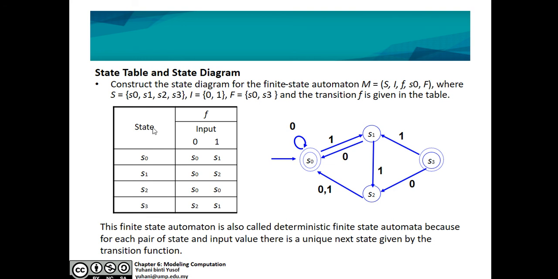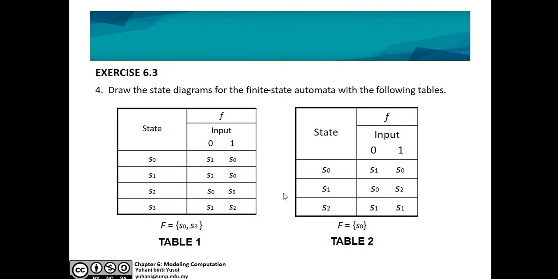Please ensure that you sort the states accordingly, based on alphabetical order. Okay, so this is your exercise 6.3. You need to construct the state diagram for this state table. You see here it mentions the final states, so please ensure that you have a double circle on S0 and S3. Also for table 2, it just has a double circle for S0. And it doesn't mention the initial state, so automatically, for both exercises, you need to start with S0.